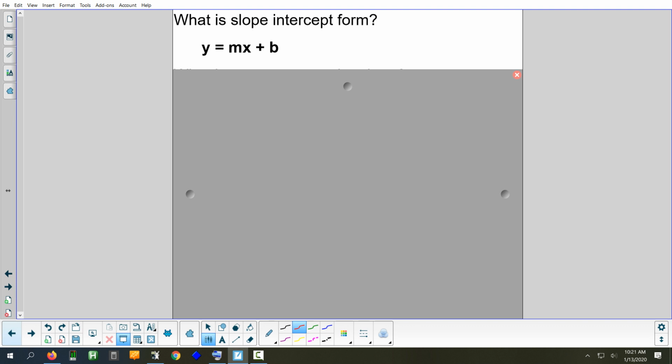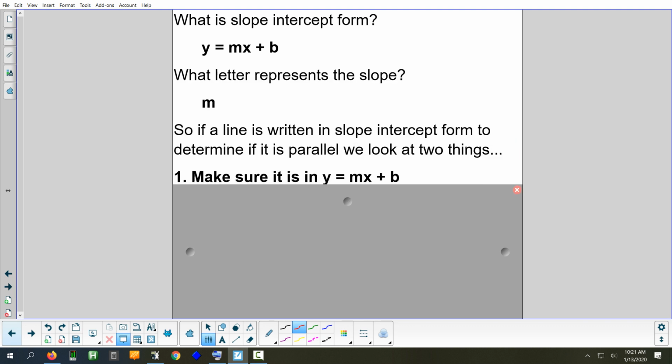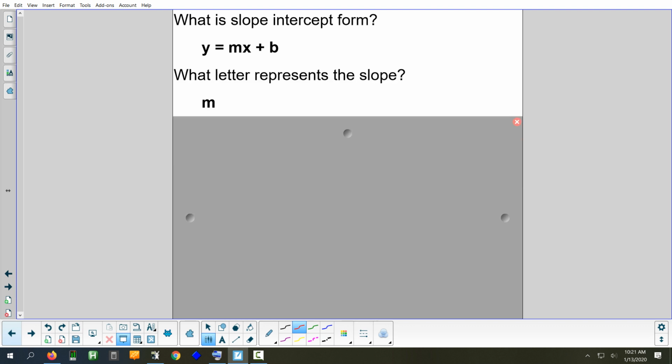Okay, that's a review. If you want to write it on your sheet, you can. I don't think there's anywhere to really put it. Remember, m is the slope. Okay, m is the slope.